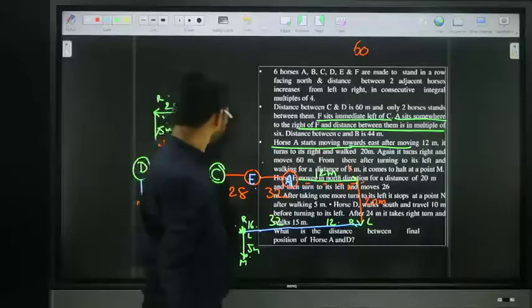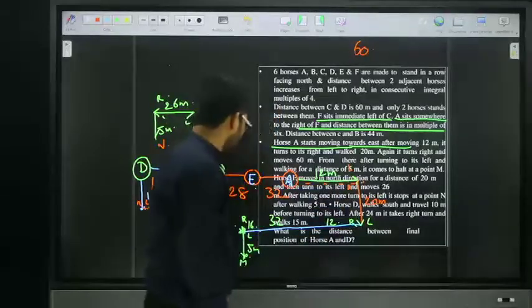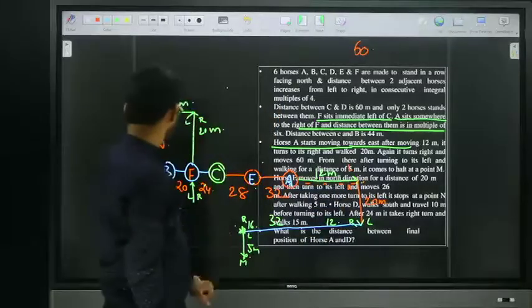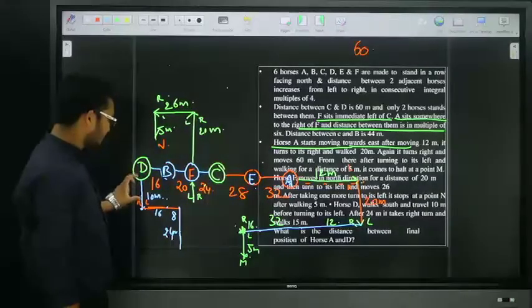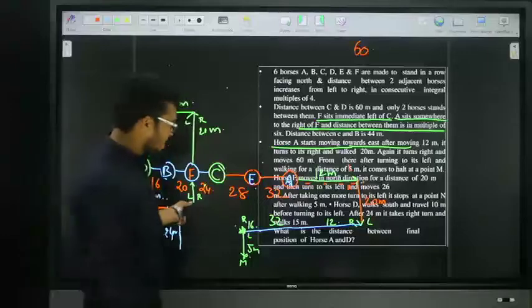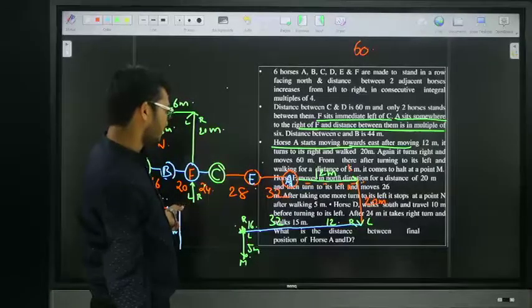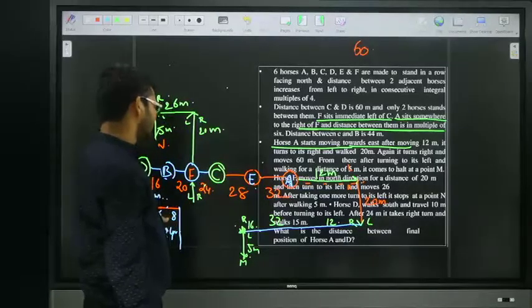Friends, here we are having 20, next here we are having 5, that means 25. But here, friends, the measurement is 10. Next here the measurement is 24. It takes a right turn and walks for 15.